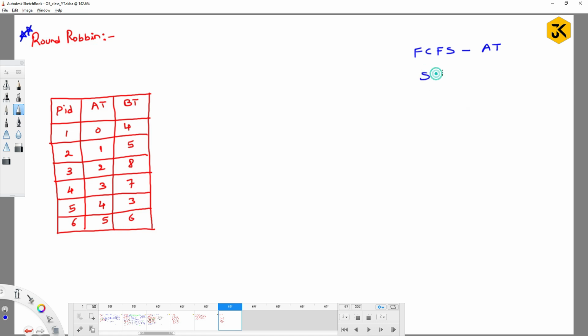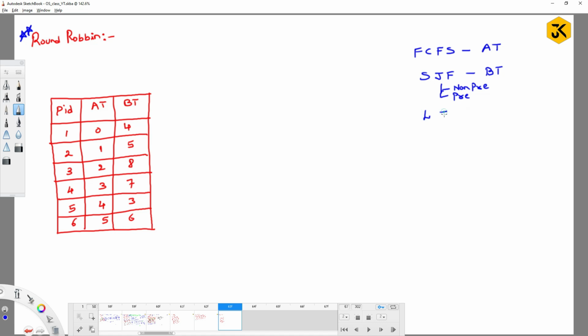The next algorithm we discussed was shortest job first. Here the criterion is burst time, meaning the process with the smaller burst time is given the chance to execute first. We discussed two variations here: one is non-preemptive, and another is preemptive. Hope you have a clear idea.